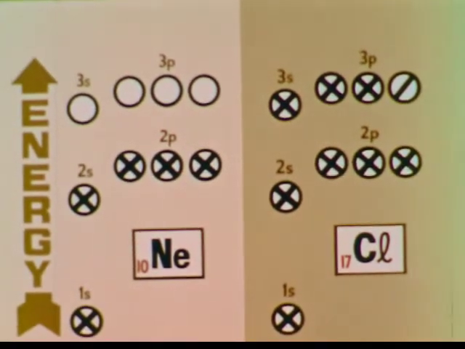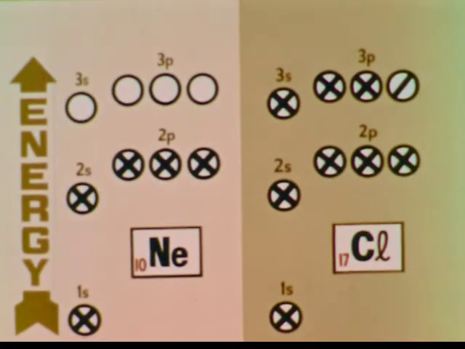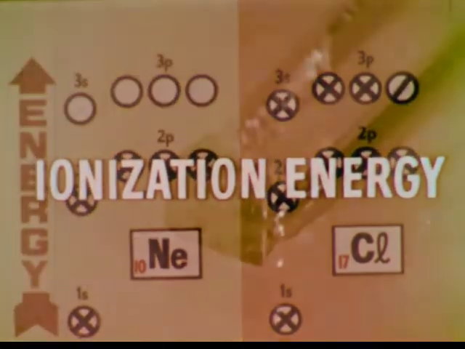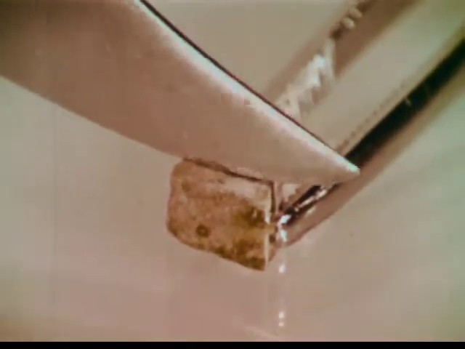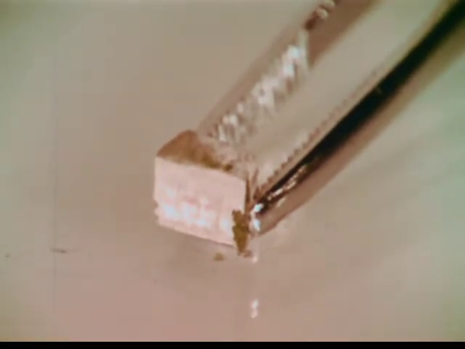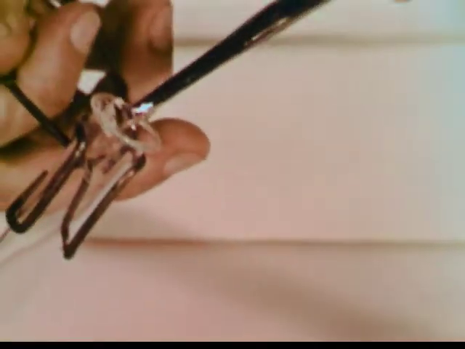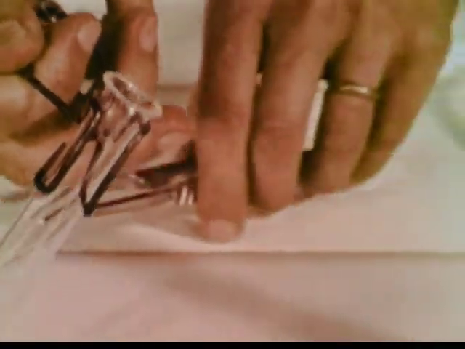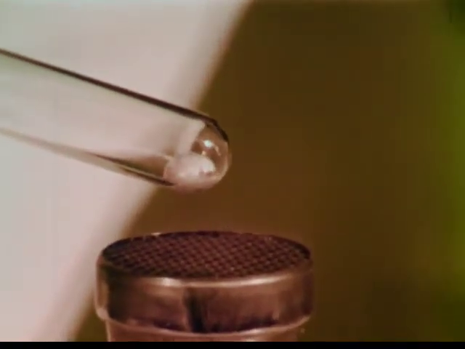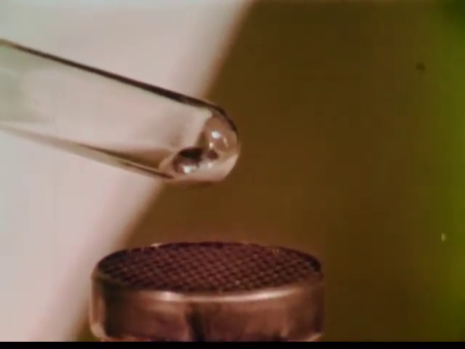One of the factors that determines the difference in reactivity between sodium and neon is the ionization energy. In this film, we shall see how ionization energy is measured and how it varies. To show one way in which ionization energy can be measured, let us first work with the element sodium. The ionization energy is the energy required to remove an electron from an isolated atom, and in metallic sodium, the atoms are not isolated. However, when metallic sodium is melted and vaporized, individual isolated sodium atoms are formed in the gas phase.